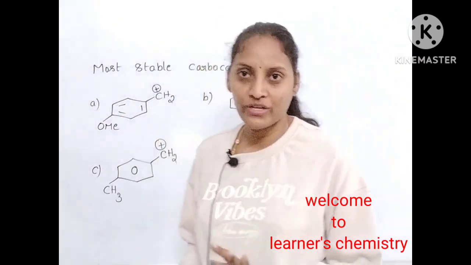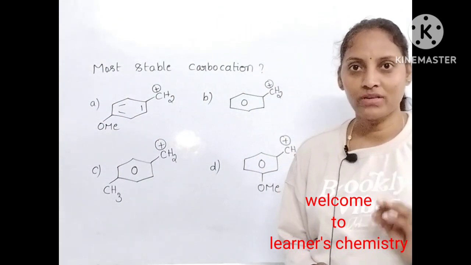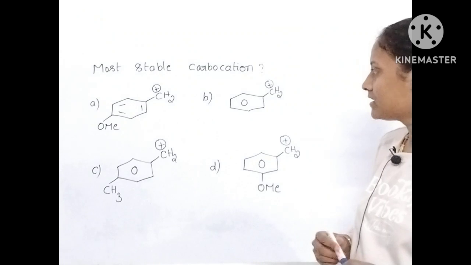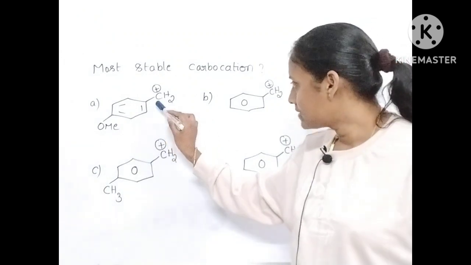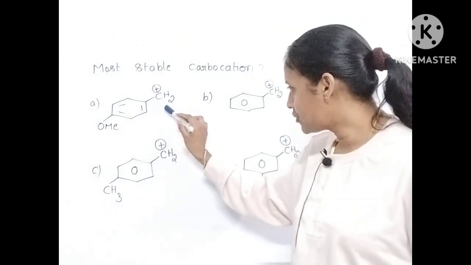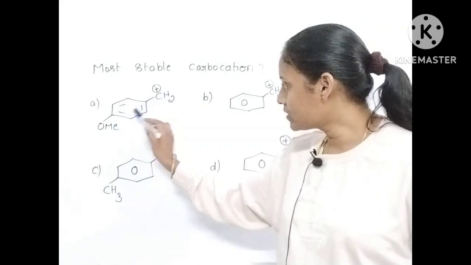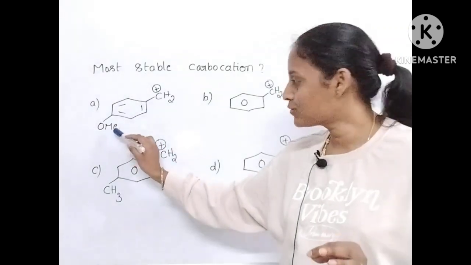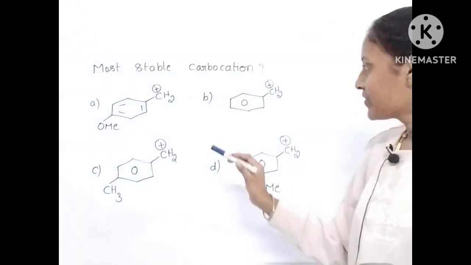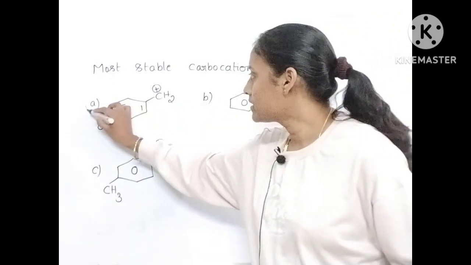In this question, you need to identify the most stable carbocation. Here, say the first option is CH2 plus, the cation. Opposite to this, at the para place, OMe is there. So somewhat your answer is this.